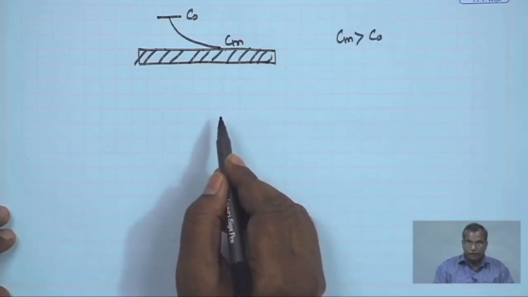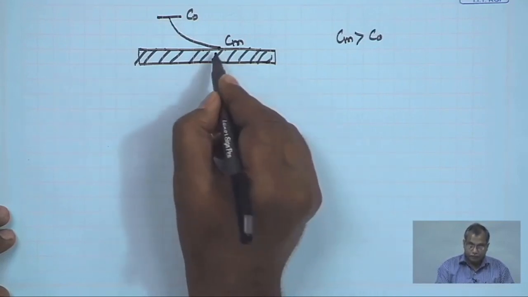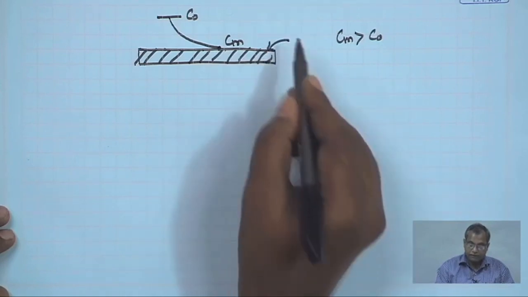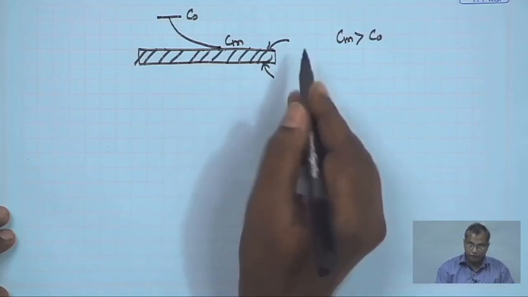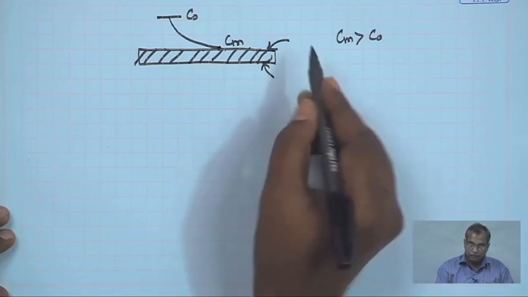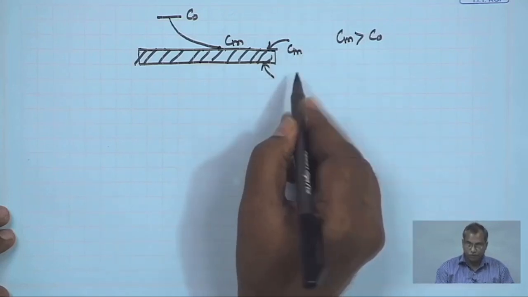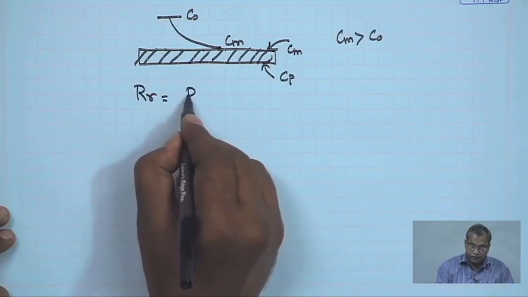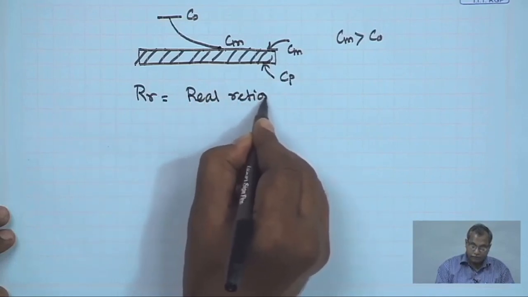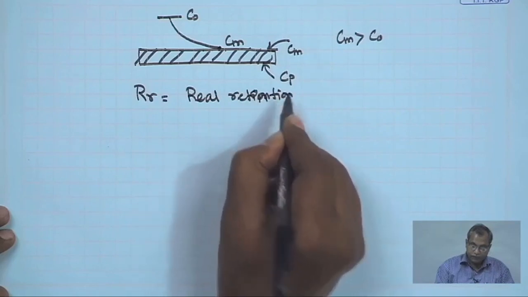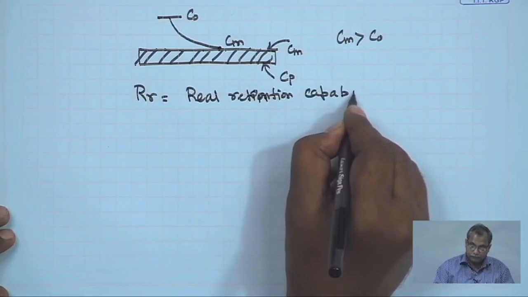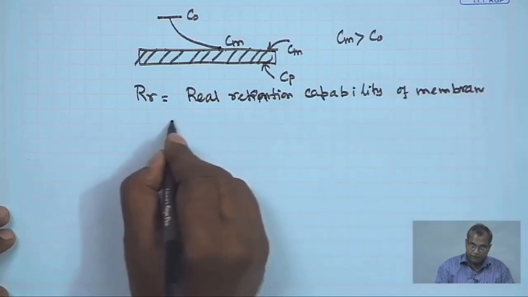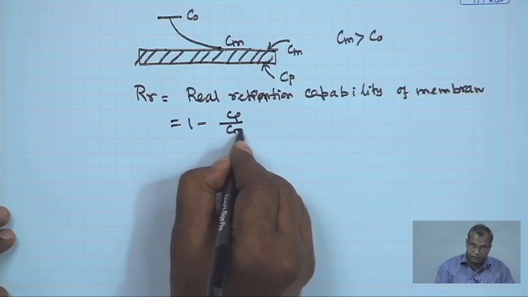So, what is the actual separation capability of the membrane? The actual separation capability of the membrane is the concentration that is available across two faces of the membrane. This is the upstream side, this is the downstream side of the membrane. In the upstream side, what is the concentration of solute? This is C m. What is the concentration of solute in the downstream or the permeate side? It is C p. So, therefore, real retention, or the real retention capability of the membrane, is 1 minus Cp divided by Cm.